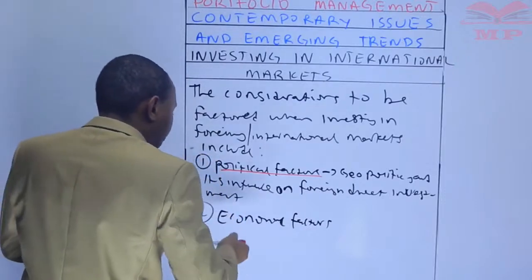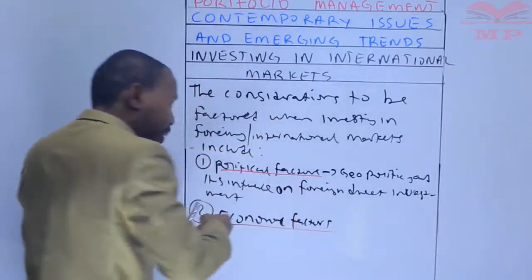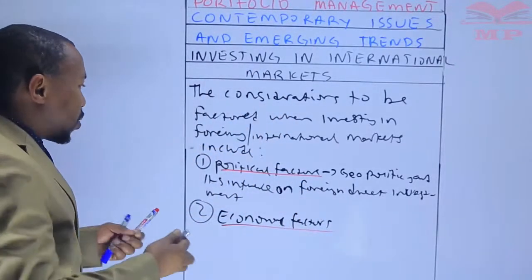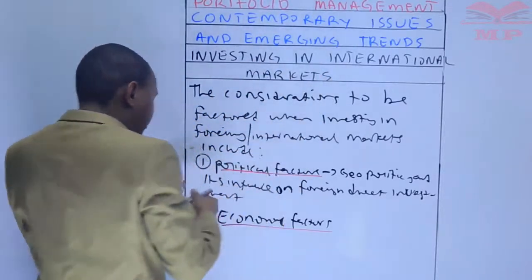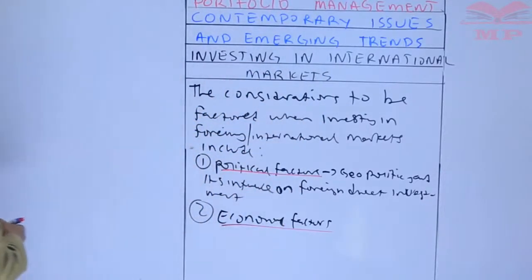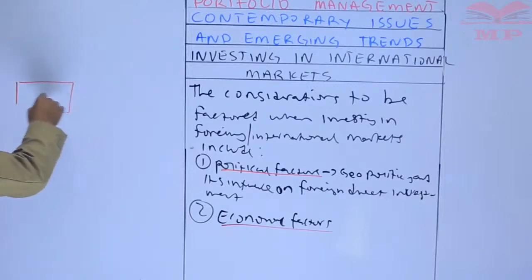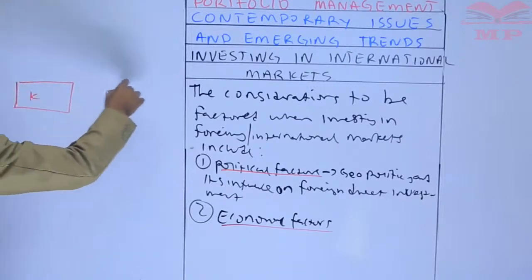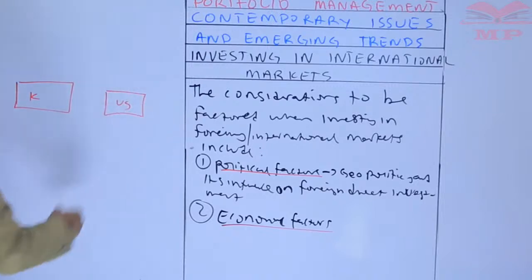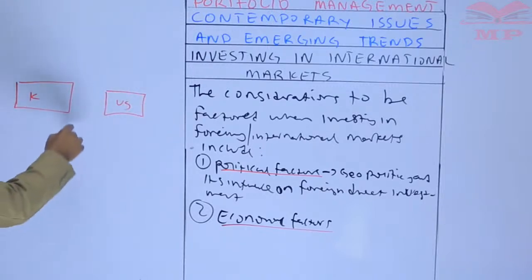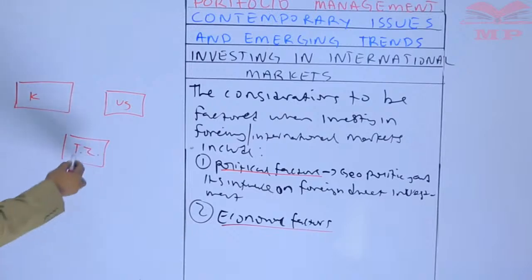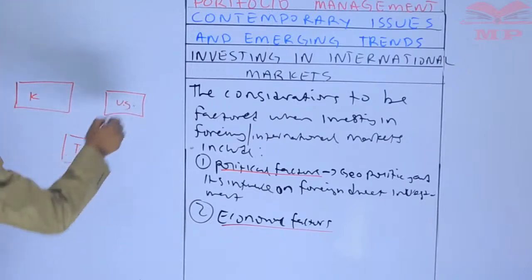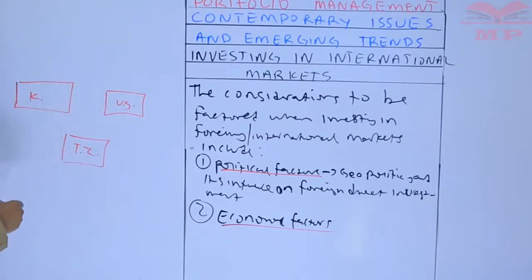Right there. So probably at that point you may not really get to understand what we're talking about when discussing investing in international markets. Let me just bring you up to speed. Please forgive me for that. So say, for example, this is Kenya. We want to invest in Uganda, possibly Tanzania. I'll use TZ to denote Tanzania, UG to denote Uganda, and K to denote Kenya.